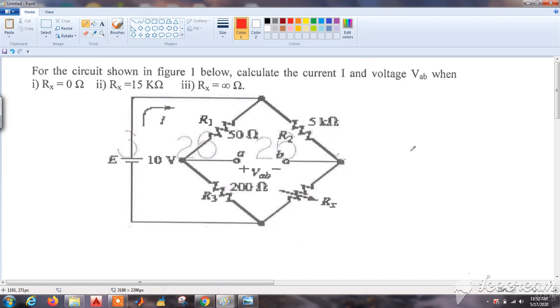For the circuit shown in the figure below, calculate the current I and the voltage VAB when Rx is 0, 15 kilo ohms, and Rx is infinity. So we have to find the current I.